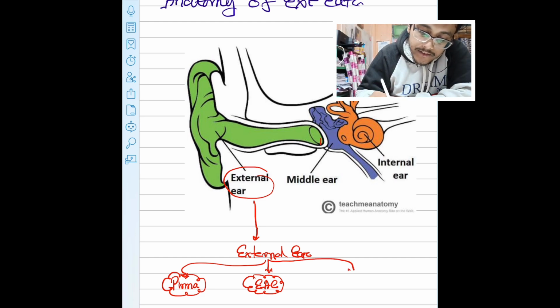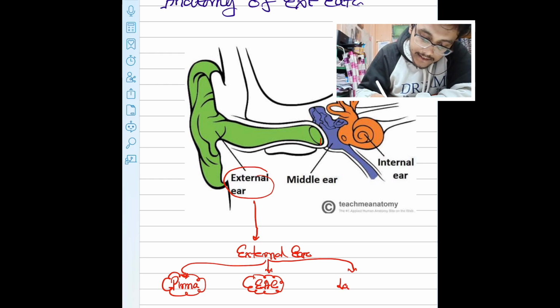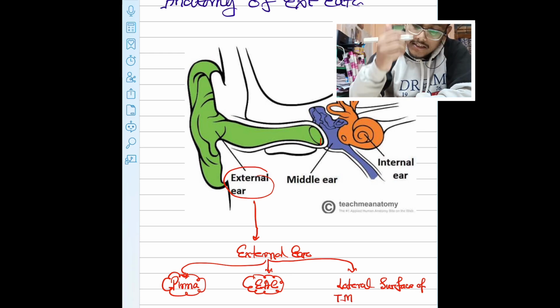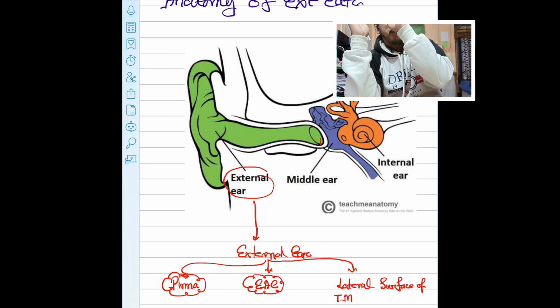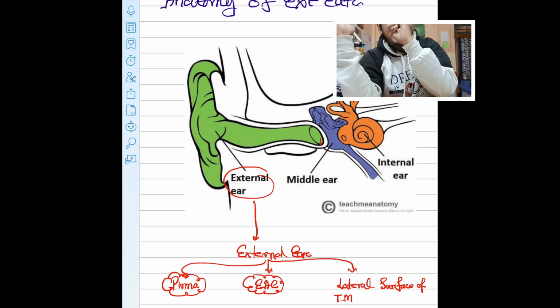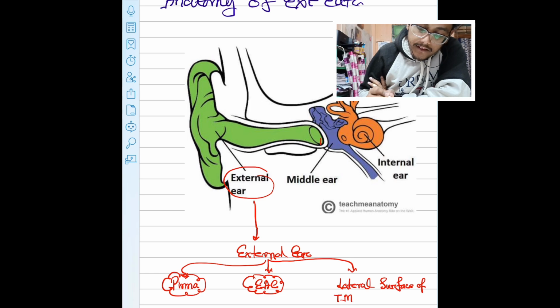The last part of the external ear, or the end of the external ear, is the lateral surface of the tympanic membrane. Tympanic membrane, that is our eardrum. This tympanic membrane actually has three surfaces. The most external surface, or the most lateral surface, if you think this is the midline and we are going towards the midline, of the tympanic membrane is under the cover of the external ear. So this much is our external ear boundary.